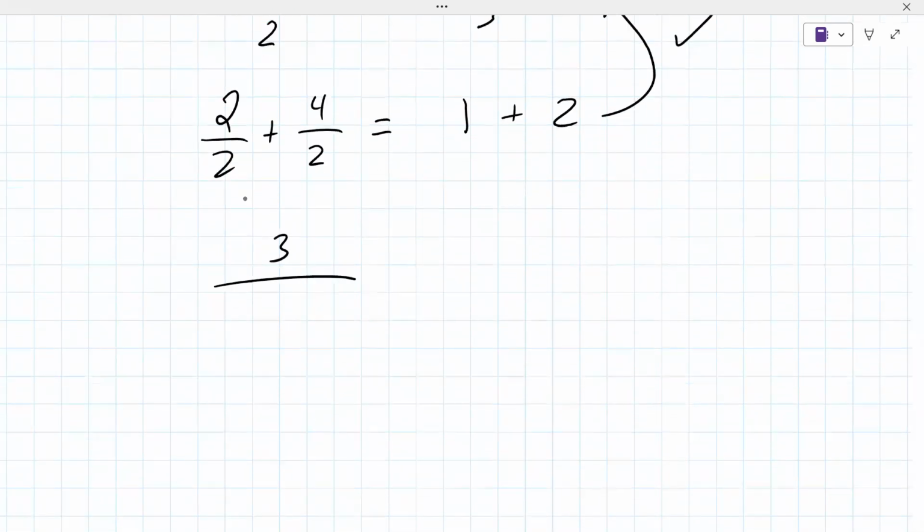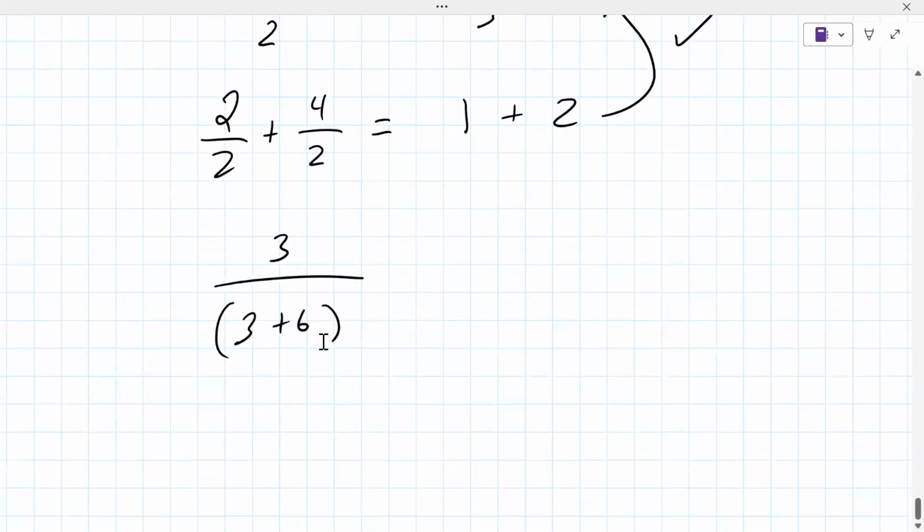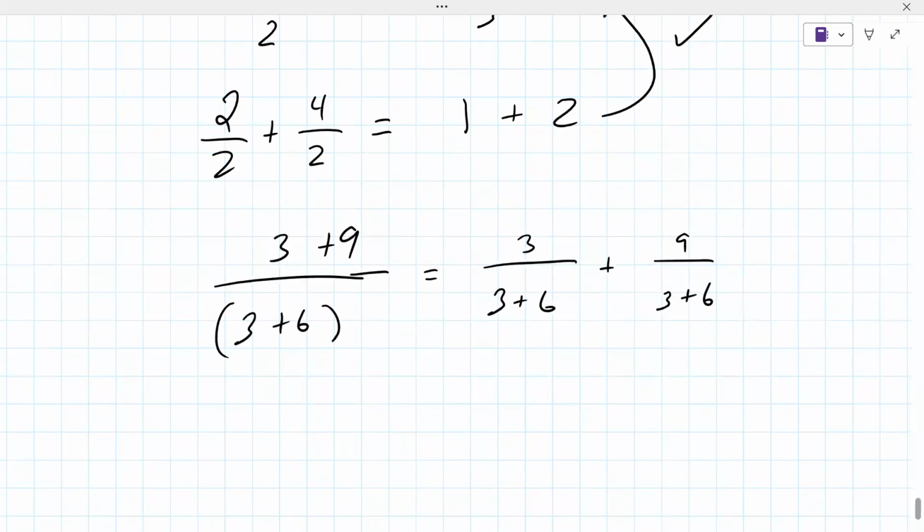Now, in this previous example, 3 over 3 plus 6, this 3 plus 6 is the equivalent of that 2. You have to give it to both of these. Okay. So let's look at an even more obscure example. Let's say we want to do 3 plus 9 over 3 plus 6. This is really 3 over 3 plus 6 plus 9 over 3 plus 6. That works, because you're giving both the top terms the bottom. Okay. Maybe that was more than you wanted.